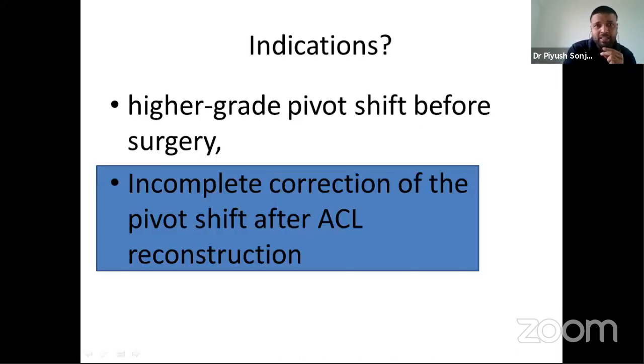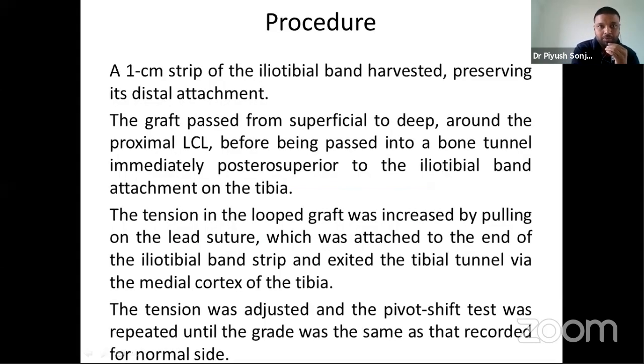Currently, what we imagine as the indication for ALL reconstruction is a higher grade pivot shift before surgery. But in this paper, they have taken incomplete correction after ACL reconstruction. Before ACL reconstruction, they have not considered anything, but after ACL reconstruction they have checked with a machine for grading of laxity, so you can grade it in mathematical terms. So for incomplete correction, they have divided the patients into two groups.